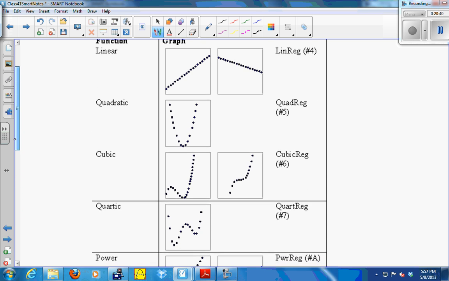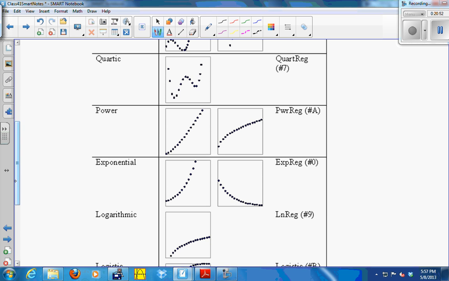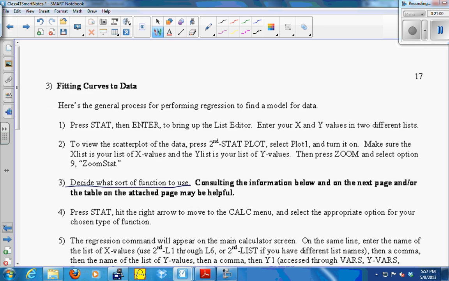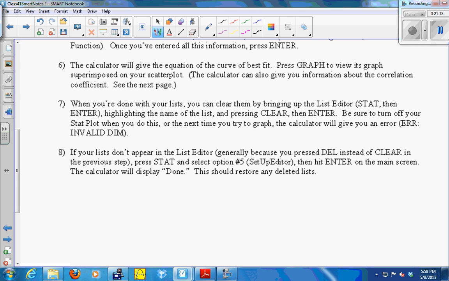So you're going to look at your data and say, oh, my data kind of looks like this cubic one because it's got two peaks, right? Two extrema. Or my data just strictly increases, so it could be power or it could be exponential. And then you just try them both and use the one with the better R-squared value. So you go to the Calc menu, select the appropriate option for the type of function that you chose. The calculator will give you an equation for the curve of best fit. Then check the R-squared value and how well the graph fits the data.